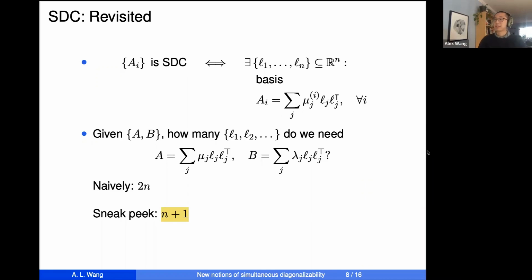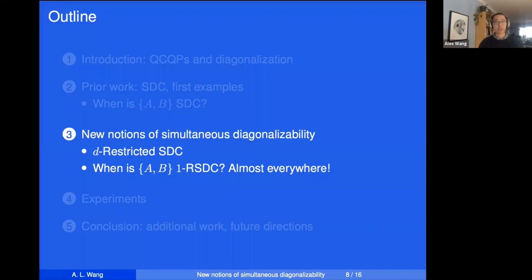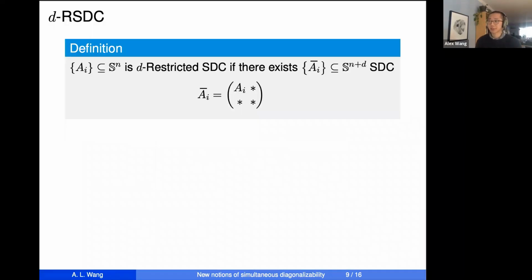Okay, cool. All right, so now I'm going to move on and tell you about some new definitions and some sufficient conditions for this new definition. This is the d-restricted SDC property, or in short, the d-RSDC property. I'll say that a set of matrices A sub i is d-RSDC if each A sub i can be augmented into some bar A sub i matrix. This is a block matrix now with top left corner A sub i, and after A sub i there are d columns to the right and d rows below of junk. You can append whatever junk you want beyond this A sub i matrix.